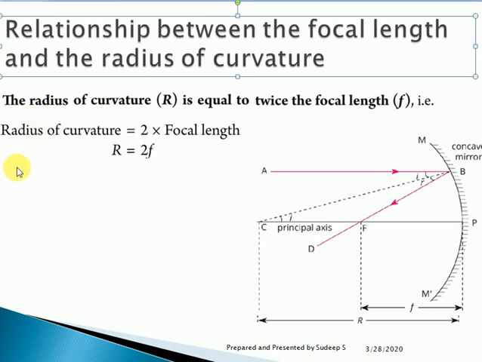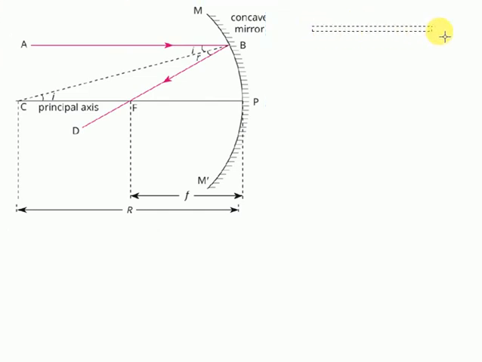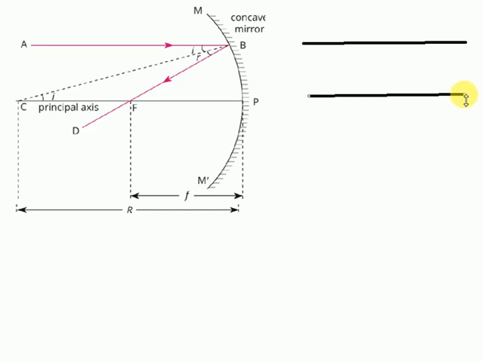Here we will try to derive this relation that radius of curvature is equal to twice the focal length. As there is no such derivation in your textbook, but I am pretty sure that you will understand this as it is related to grade 8 and grade 9 geometry. With the help of lines and angle chapter, we will try to derive the relation. Now here if you observe, ray AB is parallel to the principal axis CP.